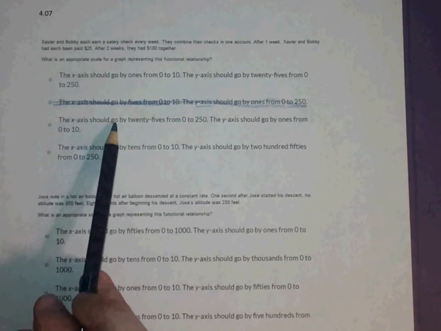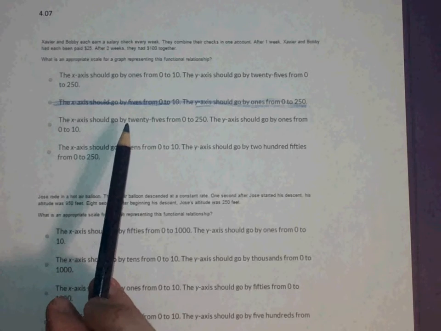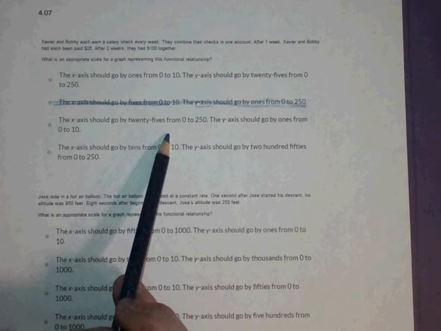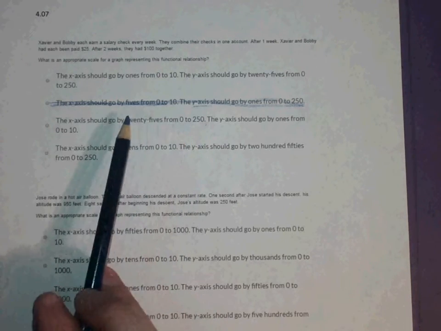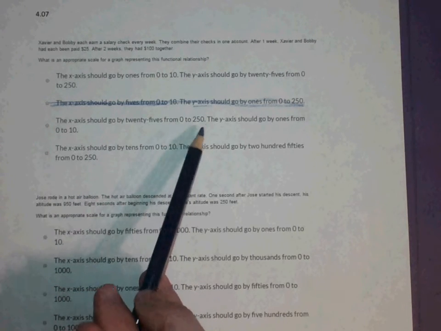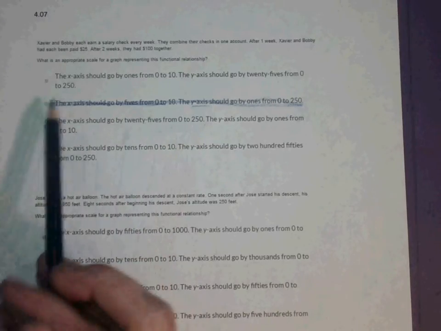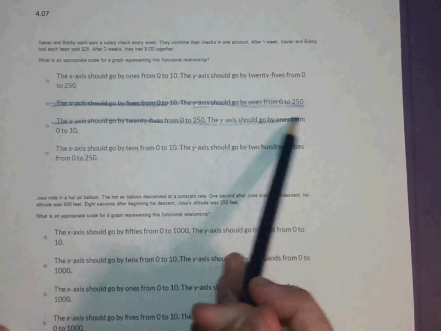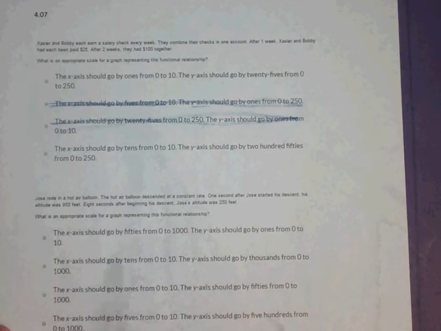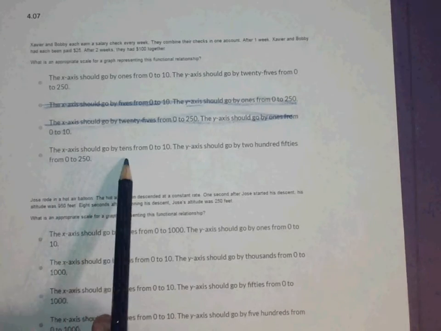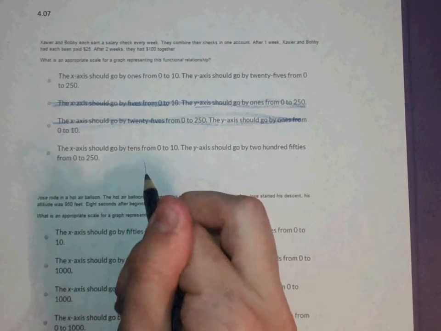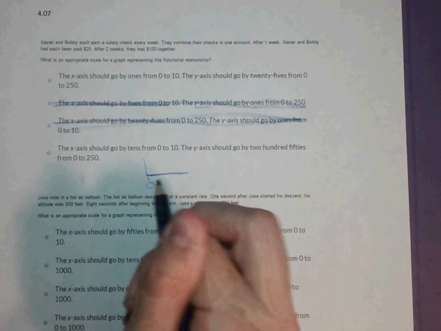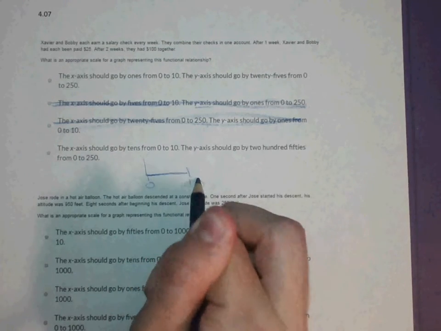The x-axis, which is our weeks, go by 25s from 0 to 250. I don't think that we'll have 250 weeks that we're looking at. So I would say no, probably not. And then the x-axis should go by 10s from 0 to 10. Well, I would have a spot for 0 and then a spot for 10.